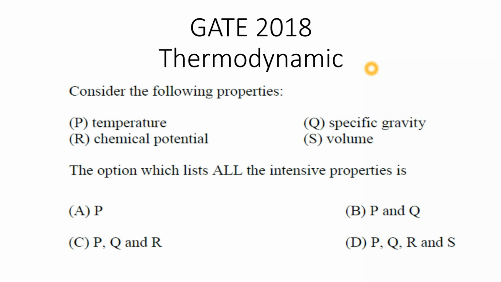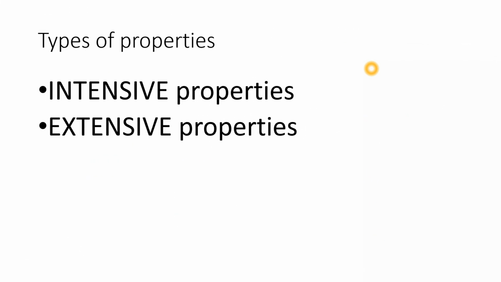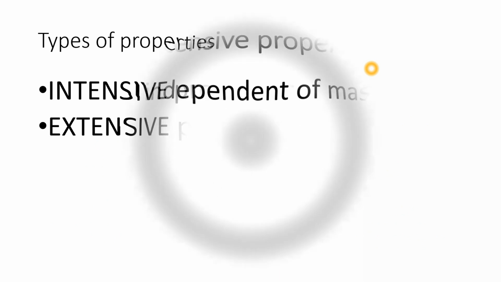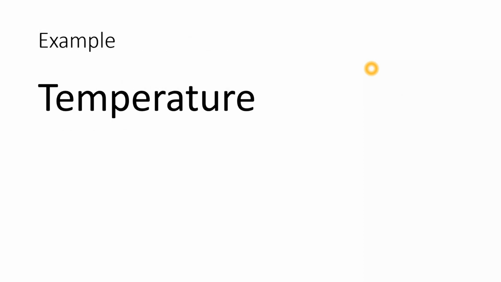First, we see what the intensive properties are. We have two types of properties, that is intensive properties and extensive properties. First, what is an intensive property? Which is independent of mass or amount is called an intensive property. Example, in this example here, temperature is an intensive property.